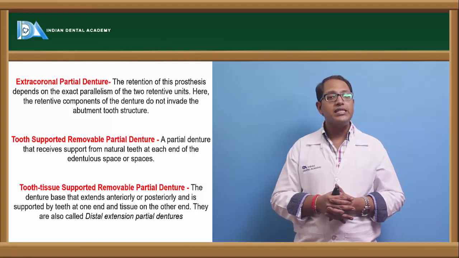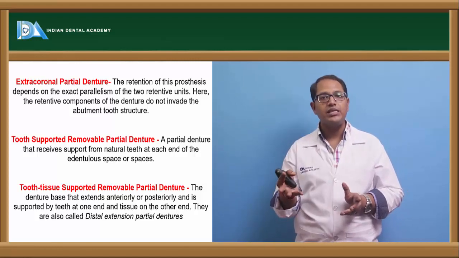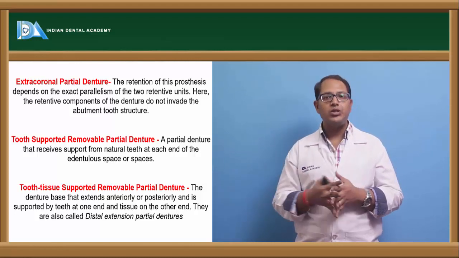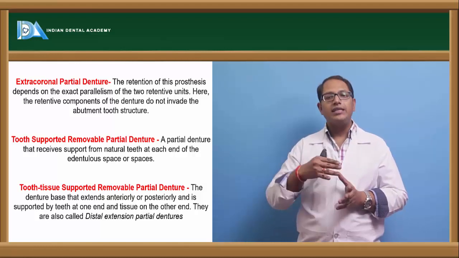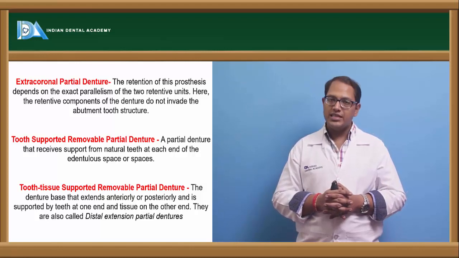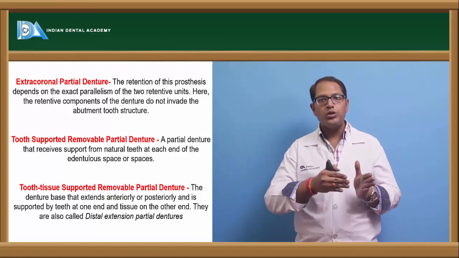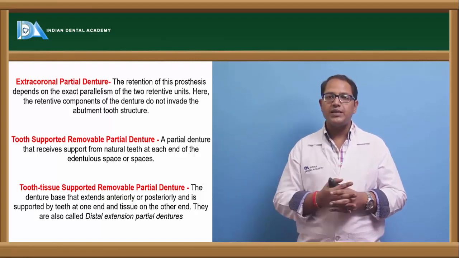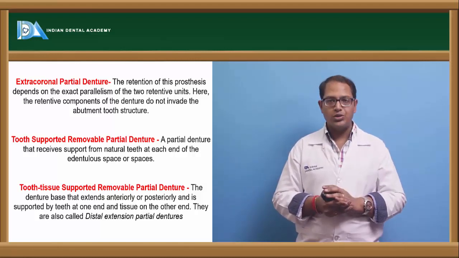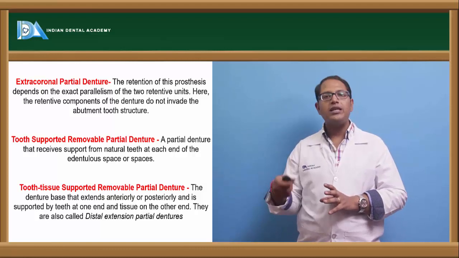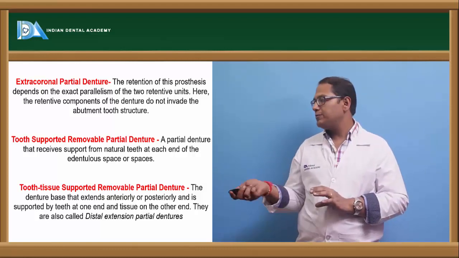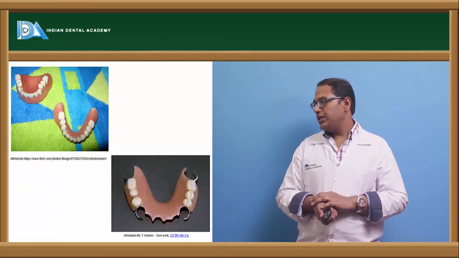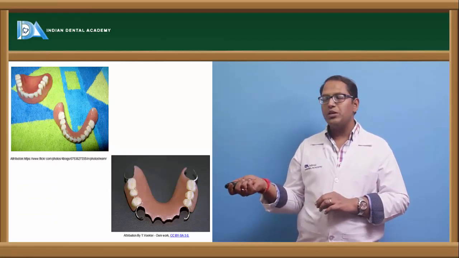Like in cases of distal extension. Distal extension means the last area of the mouth. If that doesn't have any tooth to support posteriorly, that particular area will be called distal extension, and that will be tooth tissue supported, because posteriorly it is only tissue, the mucosa, which is supporting, and anteriorly we have the tooth which is supporting. We will see different classifications which have come across and which are broadly used in day-to-day terms.